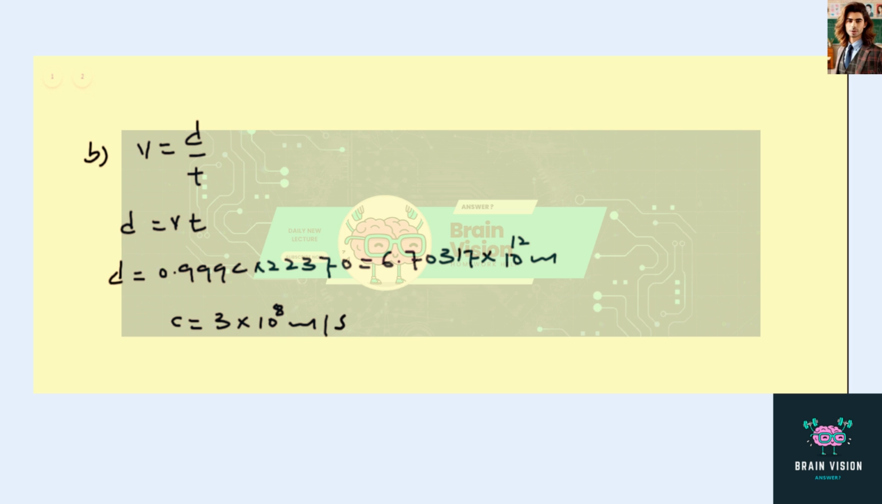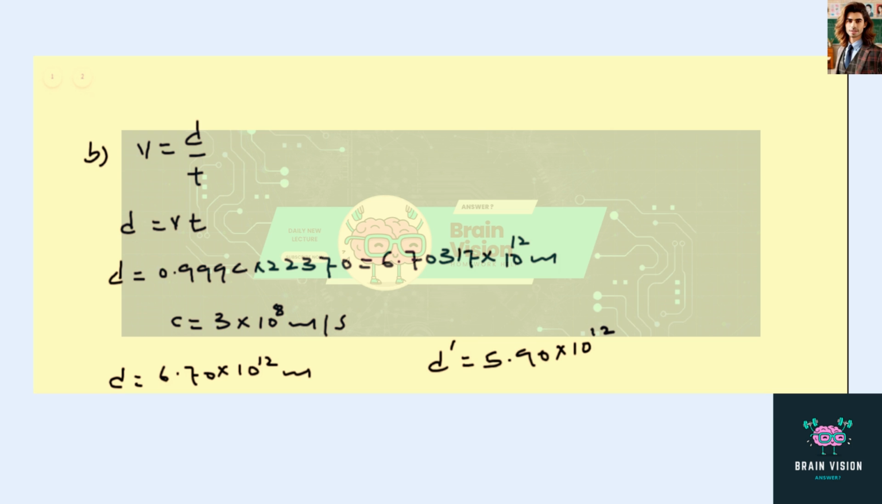All right. So the particle cuts a distance d equal to 6.70 multiplied by 10 to the power 12 meters, and the distance between Pluto and the Sun is, let's say, d prime. So d prime is the distance between the Sun and Pluto, which is 5.90 multiplied by 10 to the power 12 meters.